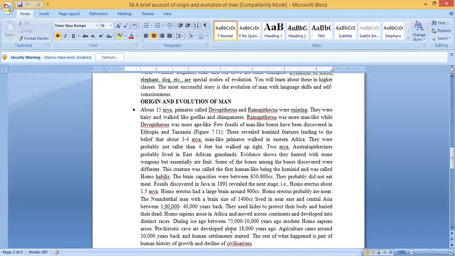The Neanderthal men with the brain size 1400 cc lived in Near East and Central Asia between 1 lakh to 40,000 years back. So they used hides to protect their body and buried their dead. Homo sapiens arose in Africa and moved across continents and developed into the distinct races.